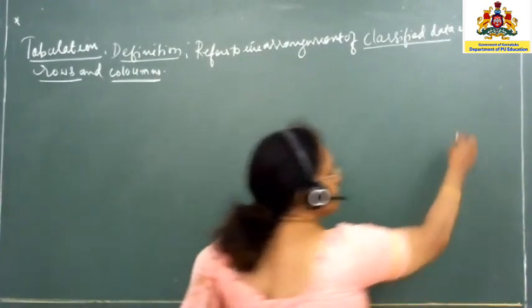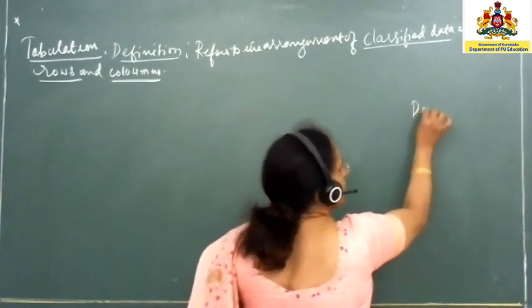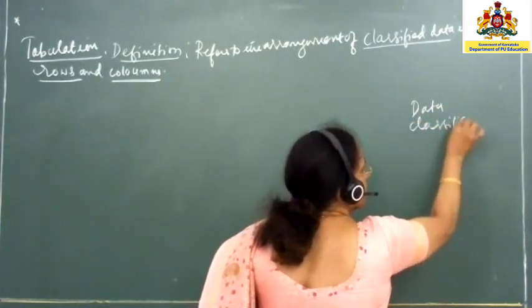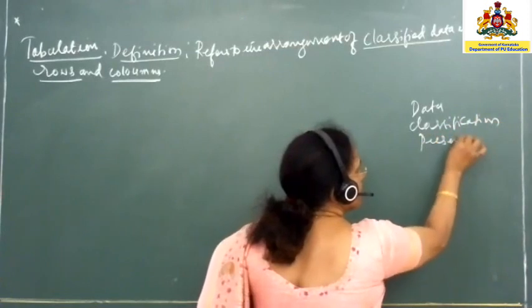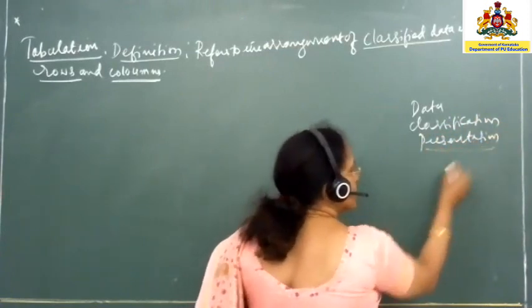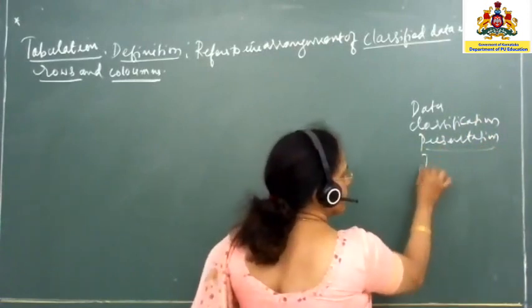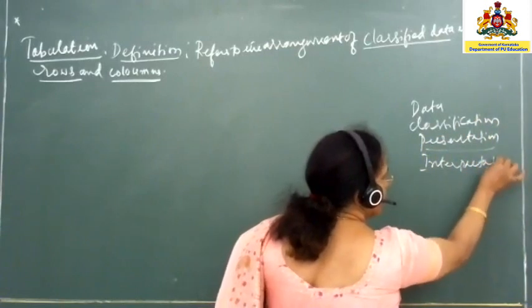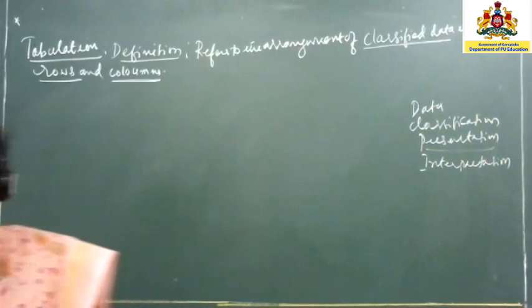Now when you take the definition of statistics, it says first is collection of data, the second you have classification of data, the next one you have presentation of data. So this presentation is otherwise called tabulation. After you present it in the form of a table, then you can analyze or interpret. So interpretation or analysis of the data completes the definition of statistics.